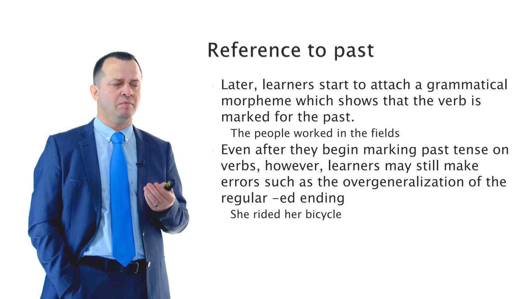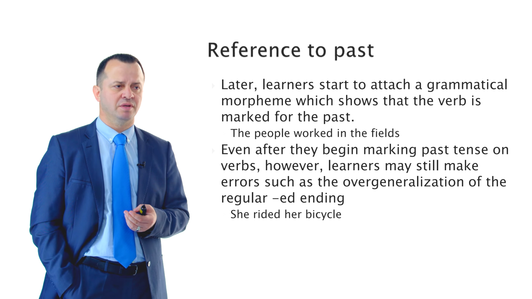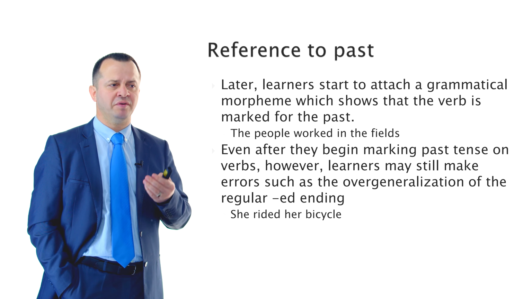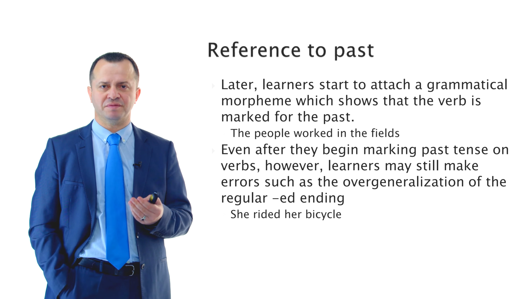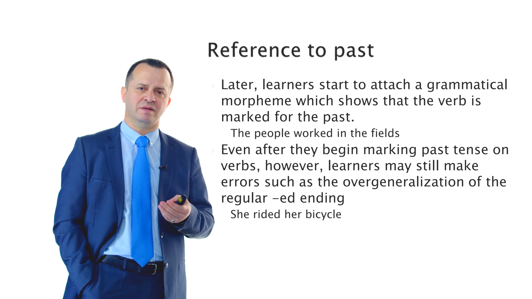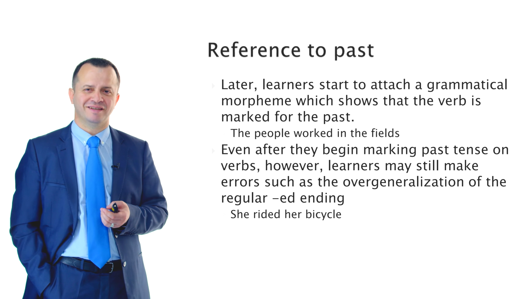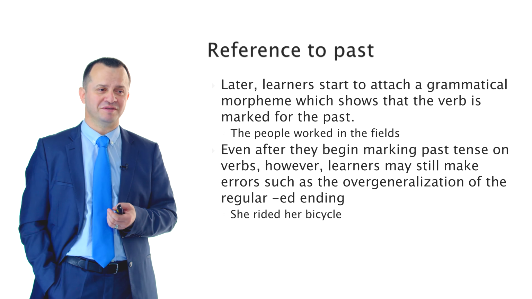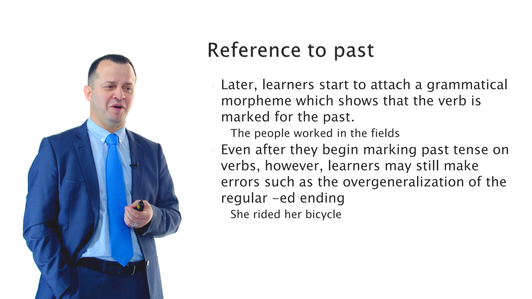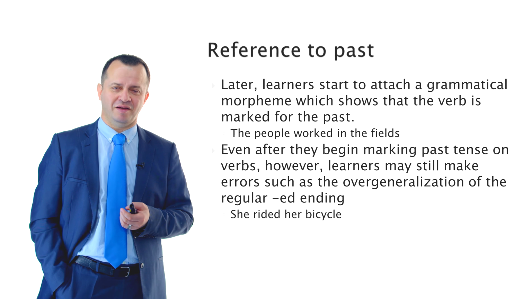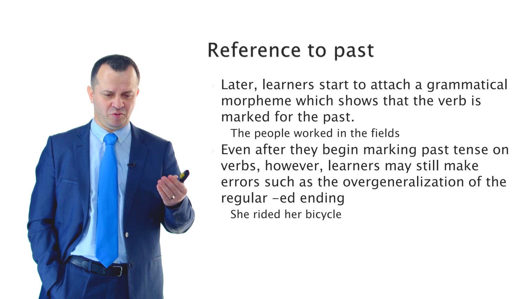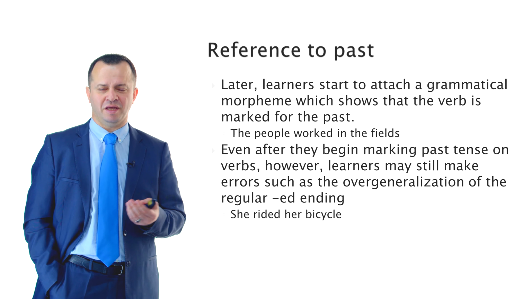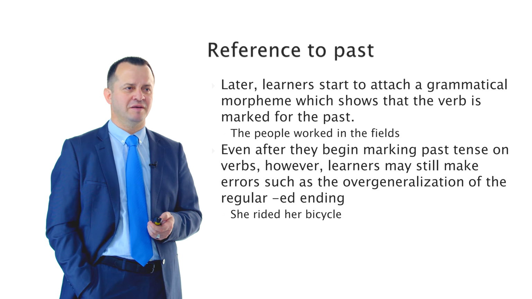Even after they begin marking past tense on the verbs, learners may still make errors such as overgeneralization. So that's usually the popular error mechanism of young learners and later adult learners. So, she rided her bicycle. Whatever verb they see in the book or textbook or notebook, they will inflect with the past tense -ed.